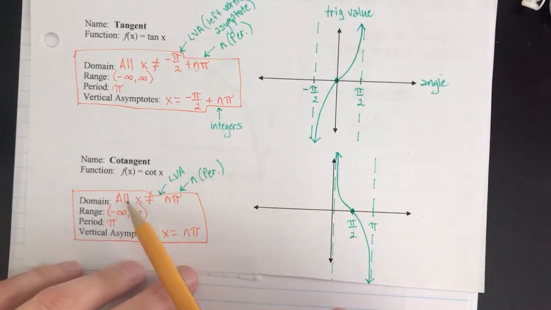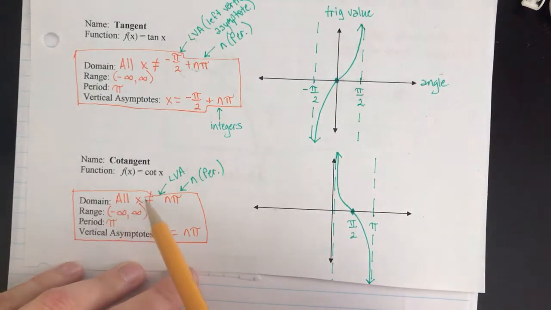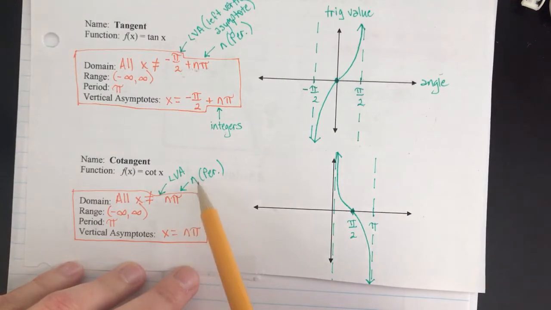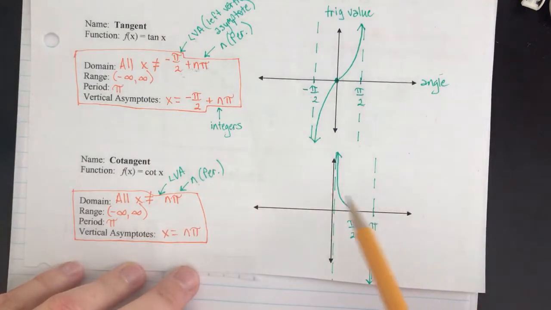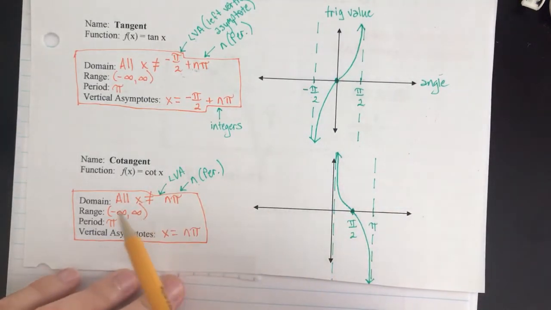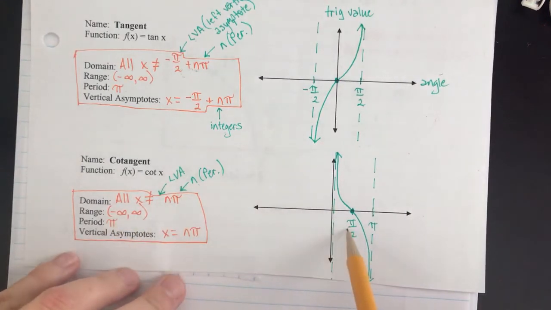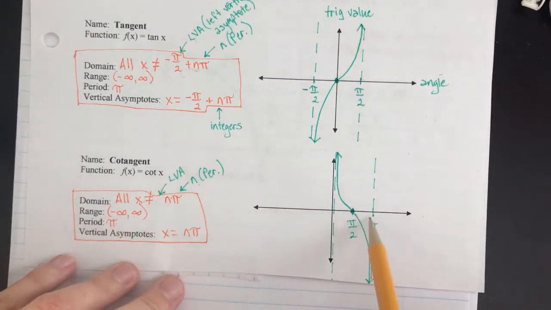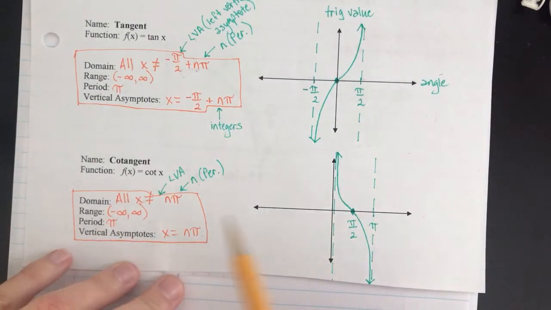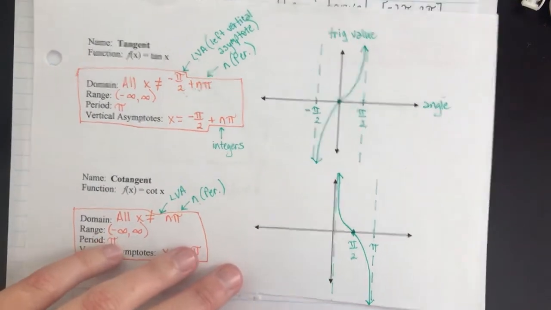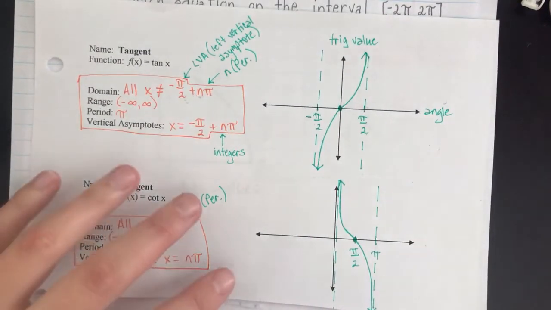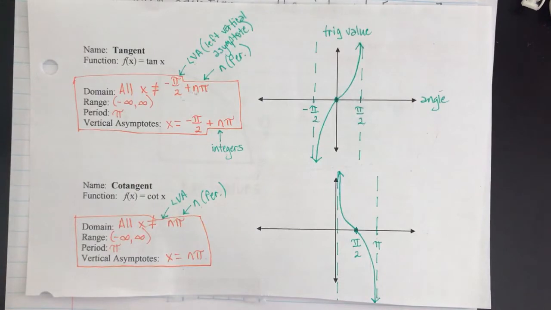Our domain is all real numbers, all x except n pi, so n, the number of periods, right, pi. So that formula would give you your asymptotes here on either side. Your range, of course, also is negative infinity, positive infinity. Your period is also pi. Vertical asymptotes comes from x equals n times pi. So hopefully you have those copied down for your 2 new parent functions.